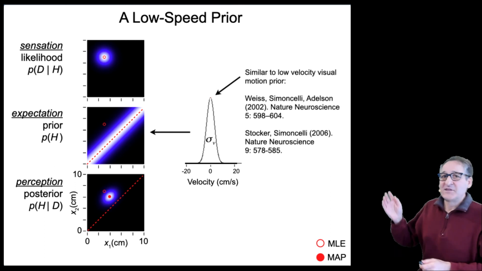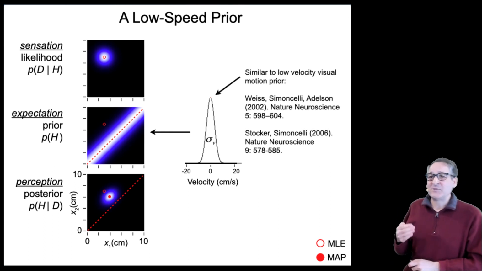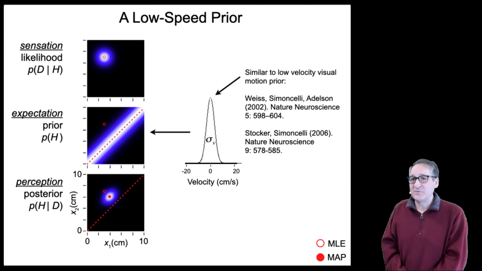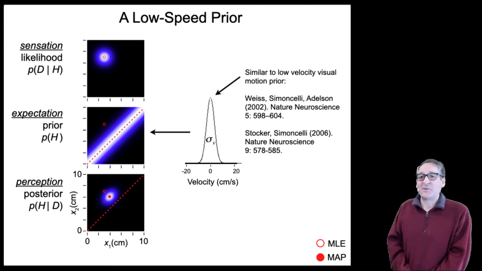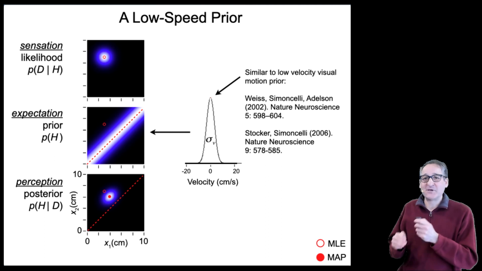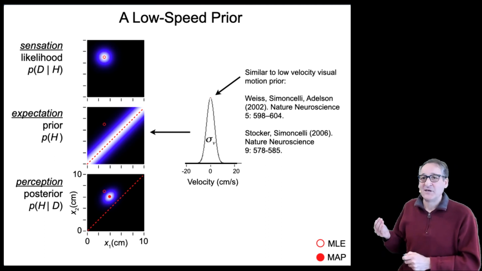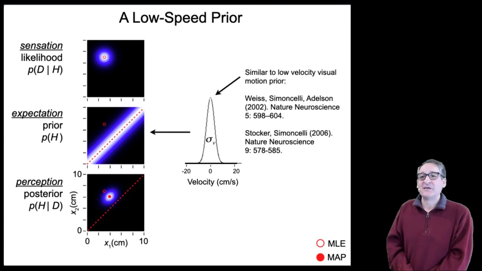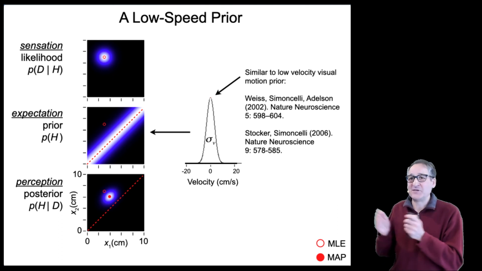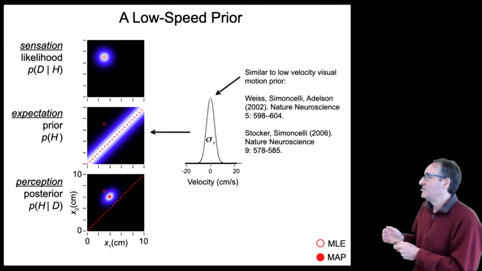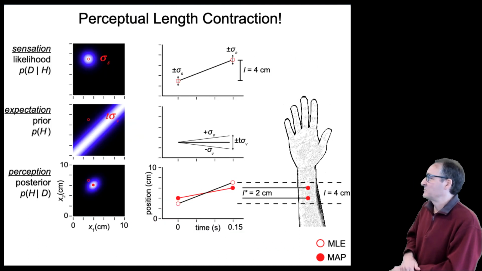I should say there's really nothing new under the sun, and something very similar to our model had already been proposed earlier by some visual researchers who used it to explain a variety of visual motion illusions. And since our work, other researchers have also speculated in the auditory system about a low speed prior expectation. So I think this is probably a really general thing that's happening in perception.